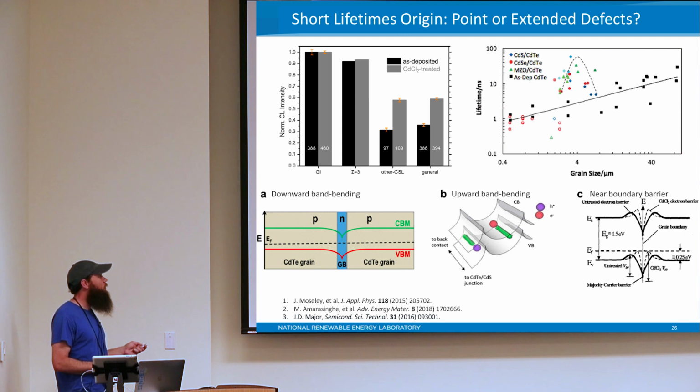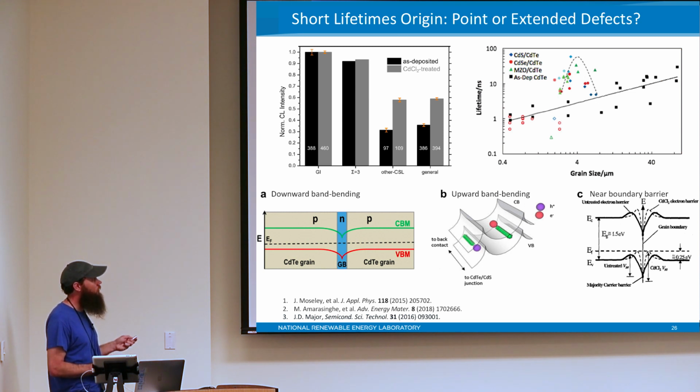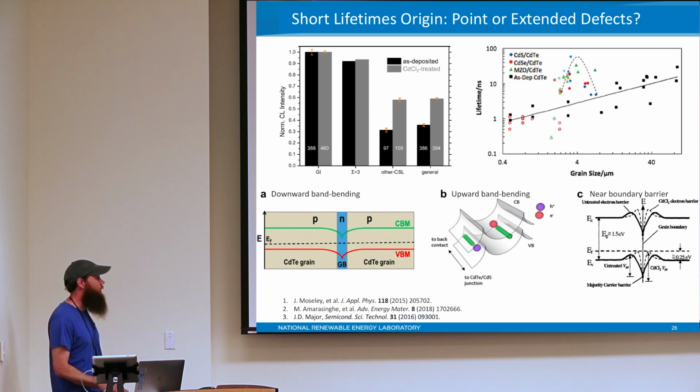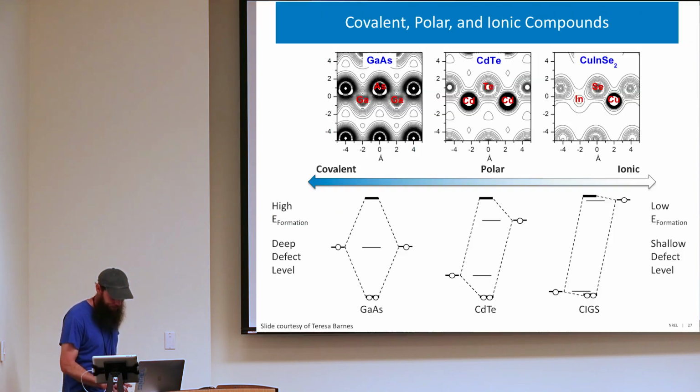There have been various people who have argued what the grain boundaries actually look like. Some people are putting forward that it's a downward band bending, some that it's upward, some that there is a barrier. I'm not going to get into that argument. Some people think that they're actually beneficial, but there's certainly data that would argue that maybe it's not.